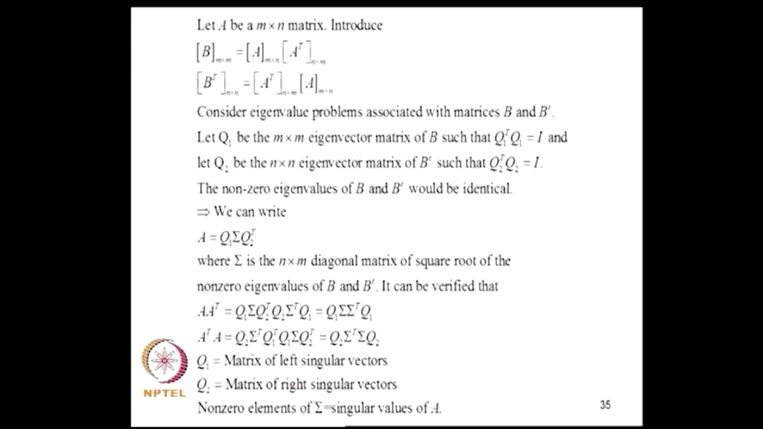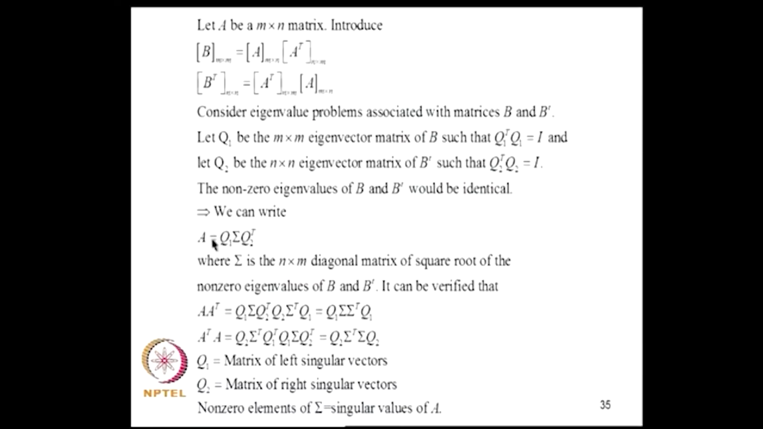We can show that the non-zero eigenvalues of B and B transpose will be identical. B will have m eigenvalues, B transpose will have n eigenvalues, but there will be certain rank deficiencies associated with these matrices. The non-zero eigenvalues of B and B transpose can be shown to coincide. In fact, we will be able to write that A is Q1 sigma Q2 transpose, where sigma is an m cross n diagonal matrix of square roots of the non-zero eigenvalues of B and B transpose. We can verify that, for example, A is Q1 sigma Q2 transpose.